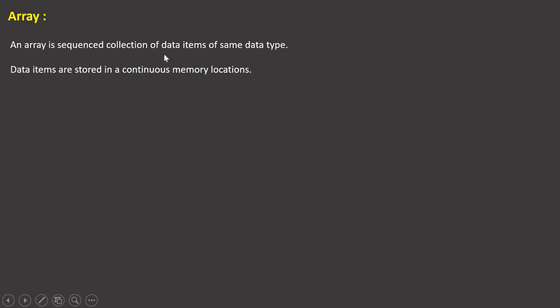An array is a sequence collection of data items of the same data type, which means the array is going to store some data items. Second, it will be a sequence collection, and third, the data we are going to store inside the array will be of the same data type.